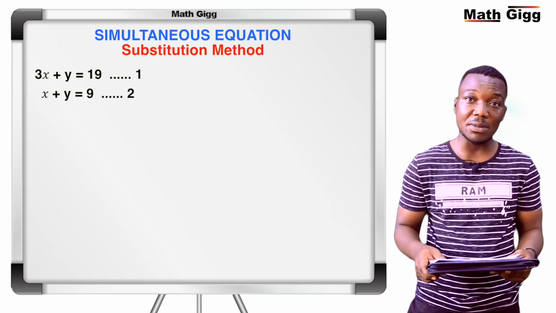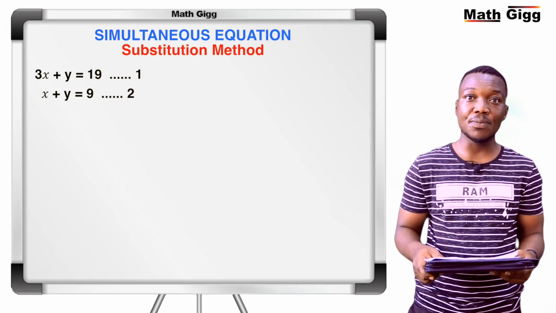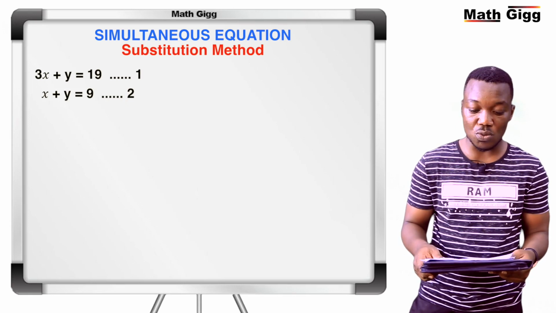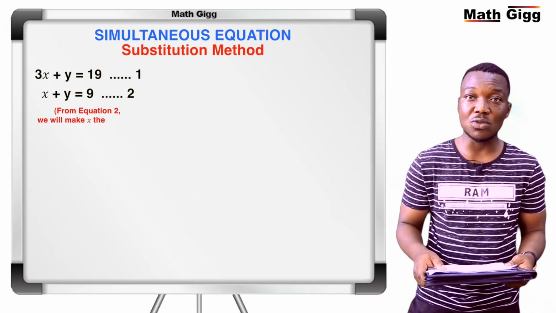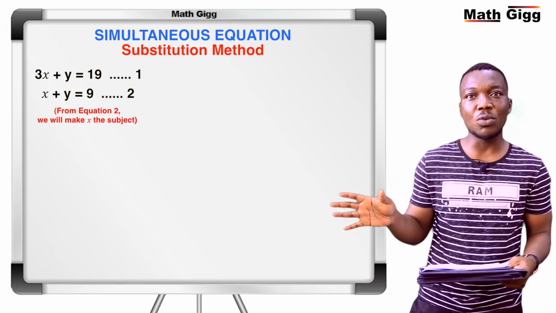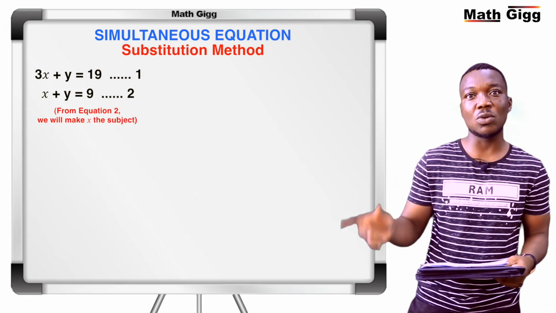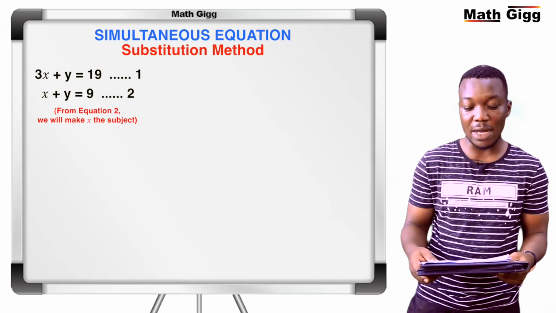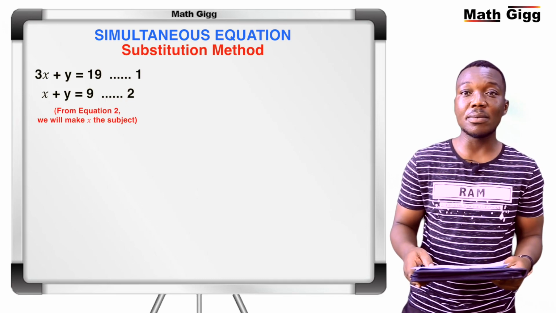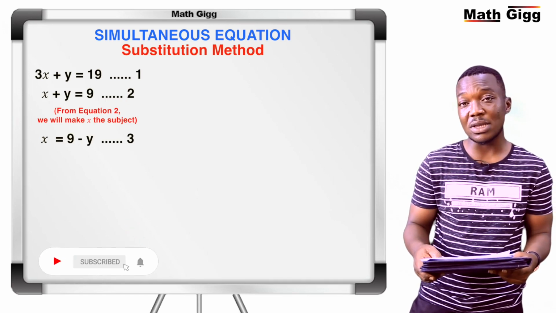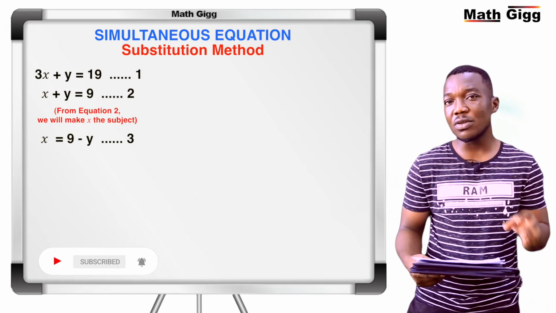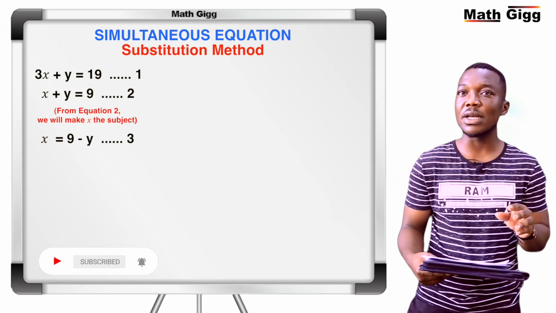So if I make x the subject, it means the y should leave to the other side. So x is now going to be equal to 9 minus y. Remember that what was on the right hand side will remain, and this one will go to the other side of it. So we have x is equal to 9 minus y. Now we have an equation 3. Remember, we've not touched on equation 1. We are going to substitute whatever we got for x into equation 1.